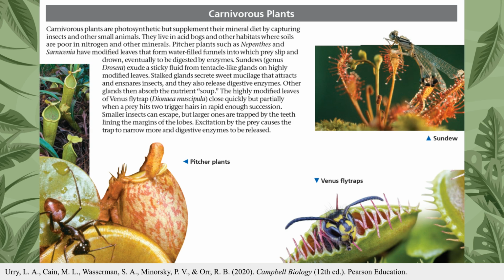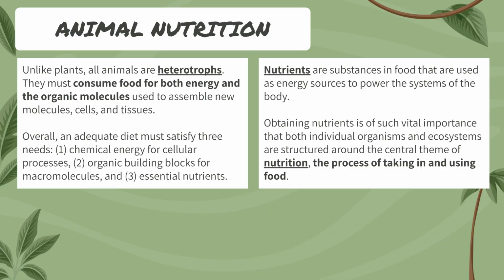Modified leaves form traps like pitchers, sticky surfaces, or snap traps, as seen in pitcher plants, sundews, and Venus flytraps. Unlike plants, all animals are heterotrophs, meaning they cannot produce their own food using sunlight. Instead, they must consume organic material produced by other organisms. Animal nutrition therefore depends on ingesting food, digesting it, absorbing nutrients, and using those nutrients for energy and growth.